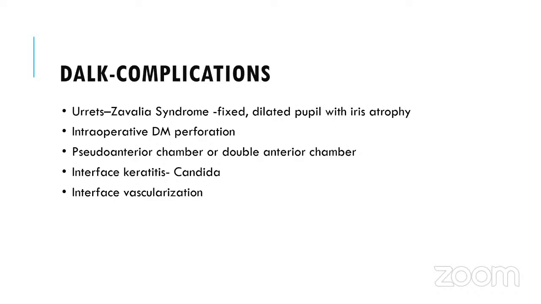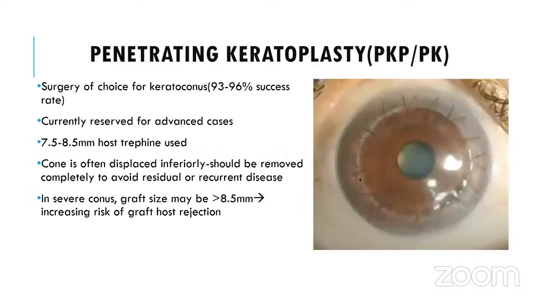Coming to the complications, Urrets-Zavalia syndrome causes fixed dilated pupil with iris atrophy. Intraoperative DM perforation, pseudo-anterior chamber or double anterior chamber formation, interface keratitis by Candida, and interface vascularization can be seen.